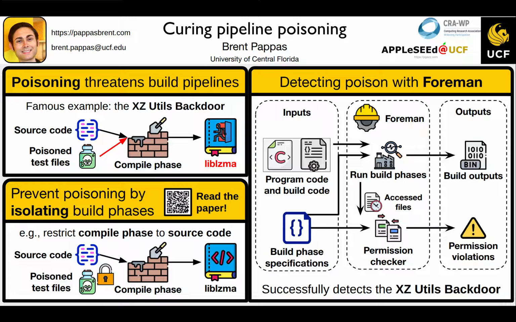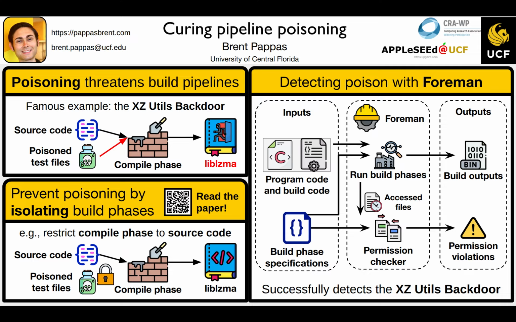And this is not just theoretical. We've implemented this in a tool called Foreman. Foreman is 177 lines of Python code long. Foreman runs a project's build system to completion to generate its normal binary outputs, along with a log of what files each build phase of the system accessed.